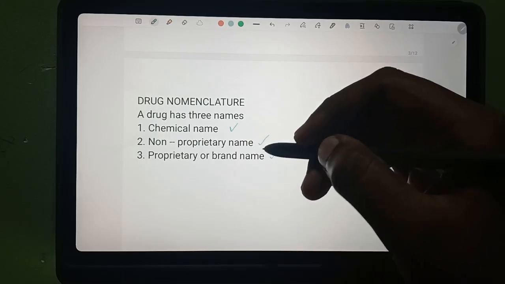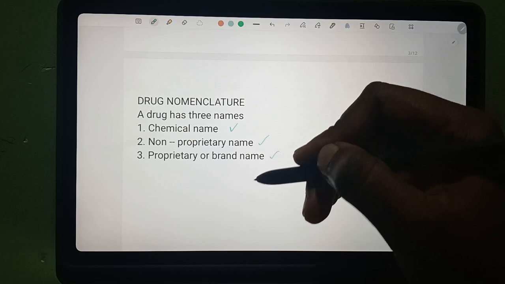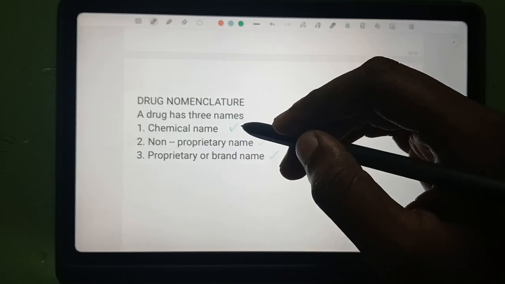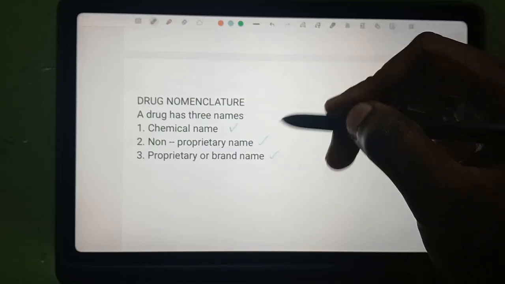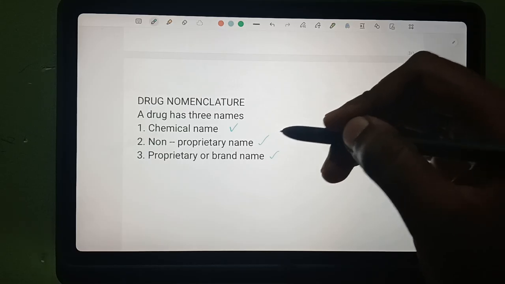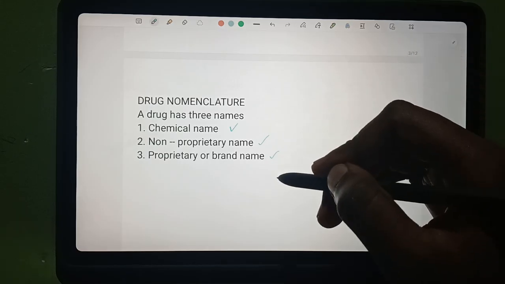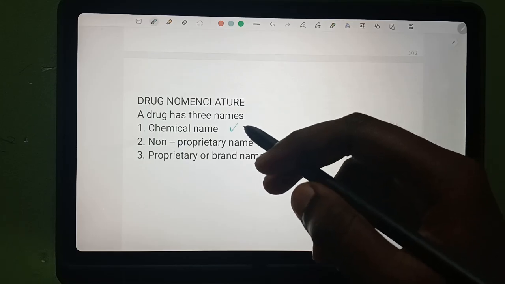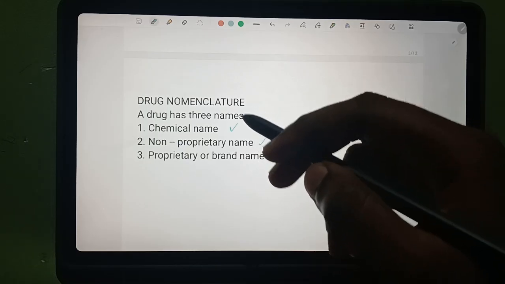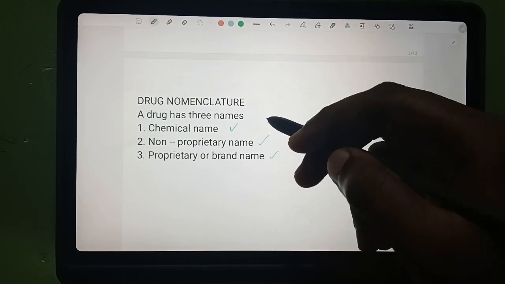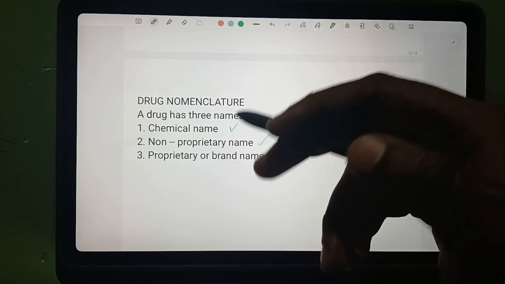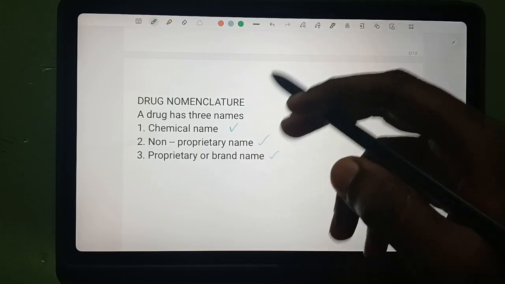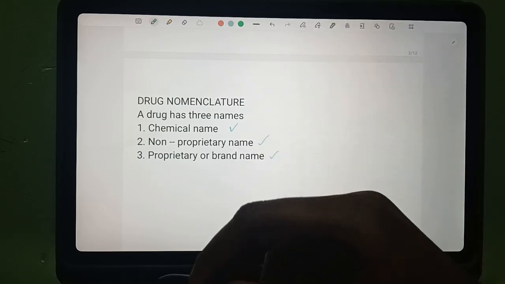This topic we will discuss in the next video, and in that video about drug nomenclature, some drug compendia topics will be included, and the essential medicines list will also be there.